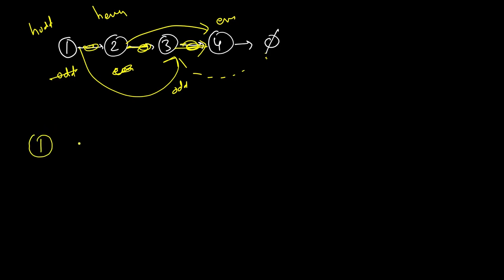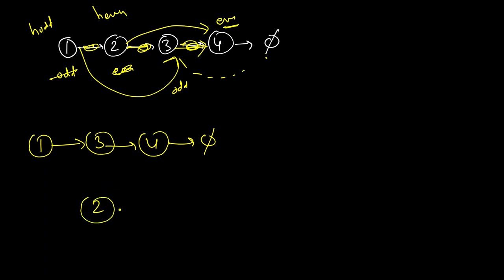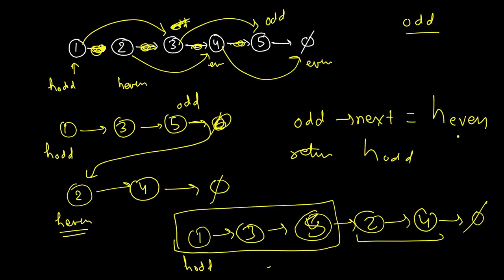So once we stop here, what will it be? 1, its next is 3, its next is 4, and its next is null. And where is even? Even is here. So we can write 2, 4, or better, it's converging here. So this is even. Even is pointing here. Odd is still pointing here, since we did not change this next, because then odd would become null, and we were doing odd next is h even.